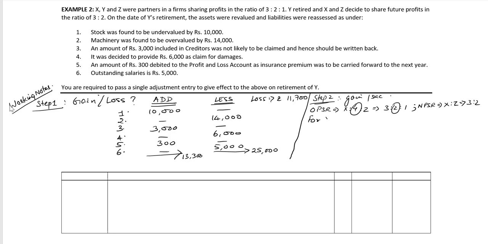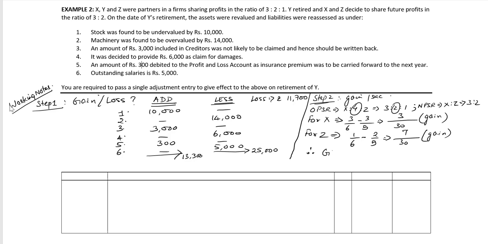So for partner X, old share 3/6 minus the new share 3 divided by 5, is negative 3 divided by 30, and X gains. For partner Z, old share 1/6 minus the new share 2 divided by 5, is negative 7 divided by 30, and Z also gains. Hence, the gaining ratio between X and Z is 3:7.